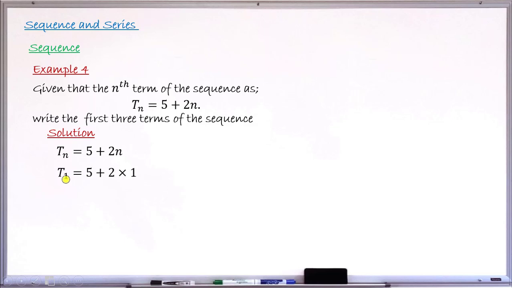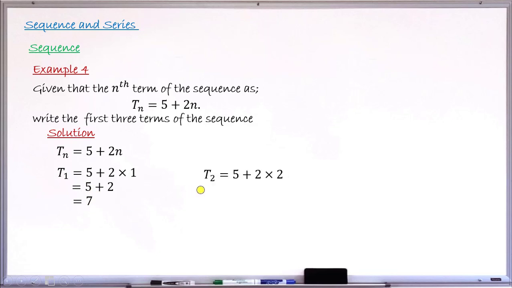So T1, that is term at position 1, will now be equal to 5 plus 2 times n. Instead of n, I'll put 1 there. So 2 times 1 gives me 2. And 2 plus 5, in the end, I'm going to have 7. So term number 1 is now going to be 7. So I'll move to get the second term, because the question says write the first 3 terms. So this is the very first term, term number 1.